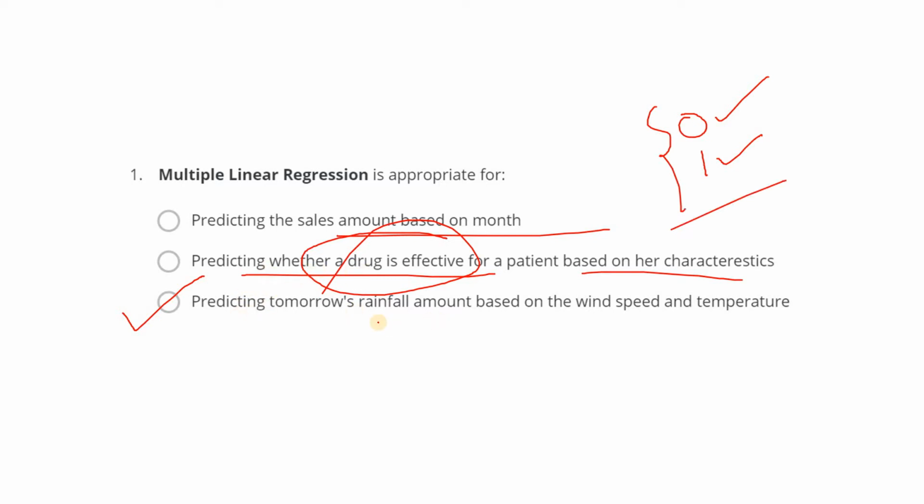So option C, and you can understand easily here, rainfall is dependent on wind speed and temperature, two input variables, or independent features, and one dependent output feature. So this is nothing but a multiple linear regression use case. Right. Coming to the next question.